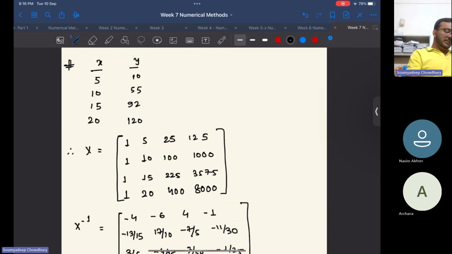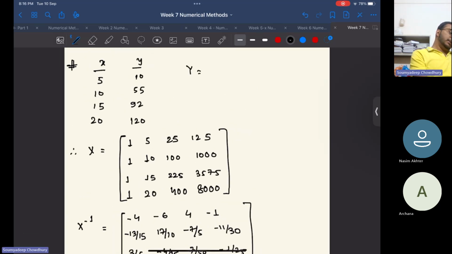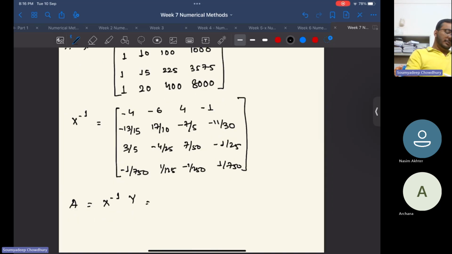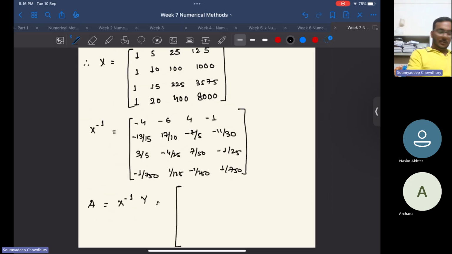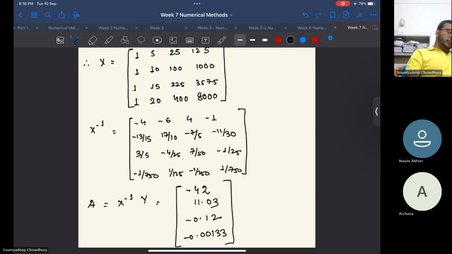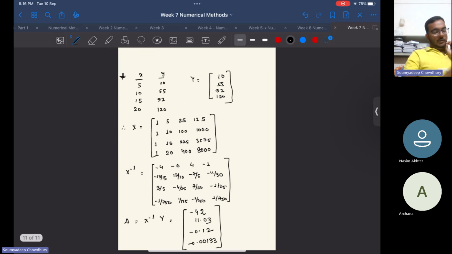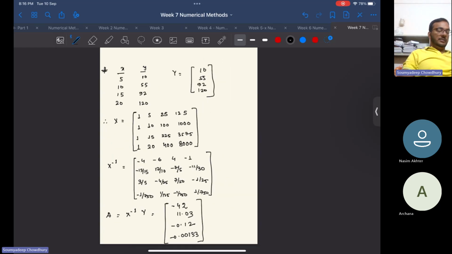So Y, you know, this is 10, 55, 92, 120, right? Y matrix is basically that. If you multiply this Y with X inverse, you will get A as minus 42, 11.03, minus 0.12, and minus 0.00133. So for this, A0 is minus 42, A1 is 11.03, A2 is minus 0.12, and A3 is minus 0.00133.